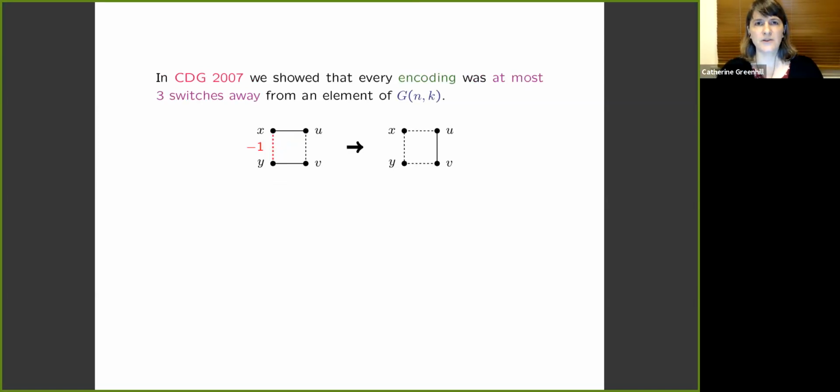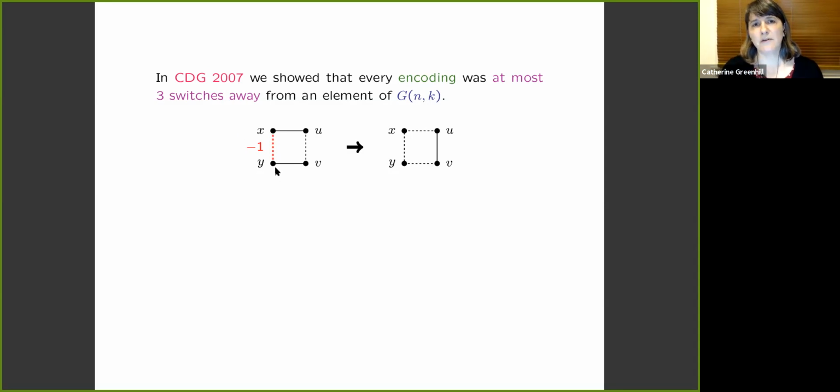So in the 2007 paper, for the critical lemma to count encodings, we showed that every encoding was at most 3 switches away from a graph with the correct degree sequence. And that allowed us to count the size of the encodings relative to the size of G and K. And we were really doing a switching method sort of enumeration.